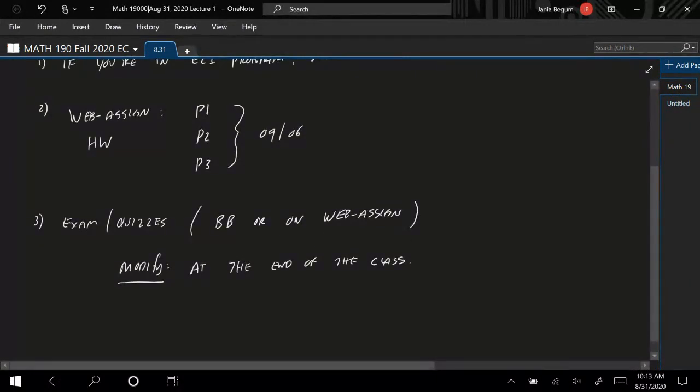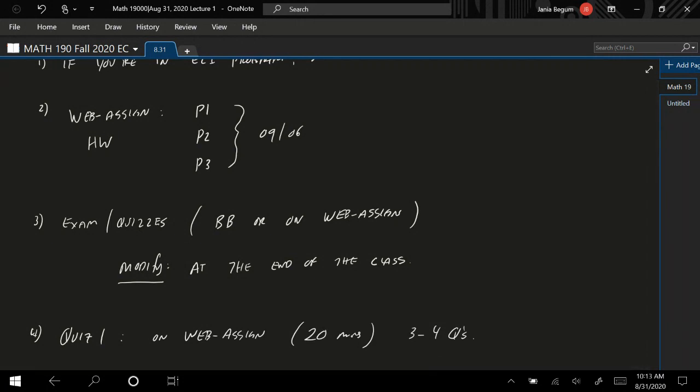Now talking about our first quiz, that's the next update. Our quiz 1 is going to be on WebAssign. So this will take place on WebAssign. And this is going to be for 20 minutes, like I said last time. And it will have about 3 to 4 questions. So not too long. You can finish within 10 minutes, but take your time. Don't just submit an answer, because once it is submitted, you can't go back and fix it. So just be careful how you answer these questions.